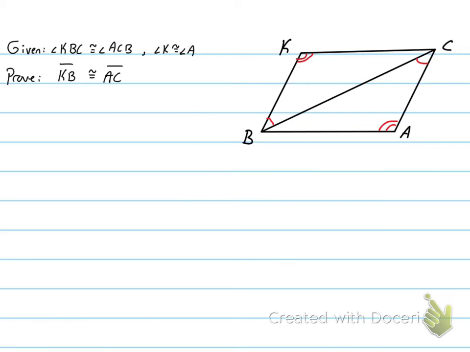Let's say we have this diagram here. We're given that angle KBC is congruent to angle ACB. We're also given that angle K is congruent to angle A. And we want to prove that KB is congruent to AC. Notice here, this proof isn't stopping at proving that two triangles are congruent. We want to prove that two segments are congruent. So our game plan here is we're going to prove that the triangles are congruent, and then we'll use CPCTC in the end. So let's go through this proof as normal.